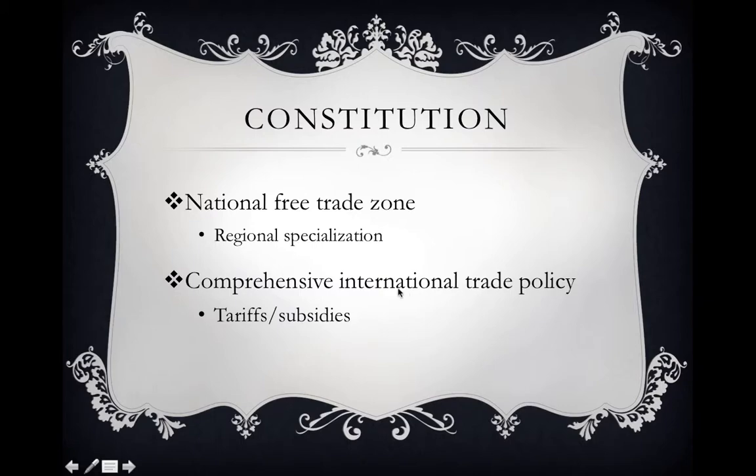And also, we have a comprehensive international trade policy. So we can give subsidies or tariffs. A tariff is a tax on imports. A subsidy is the federal government actually paying individuals to produce an item. So instead of having 13 distinct trade policies, we have one unified trade policy, so we can more efficiently negotiate with foreign countries. If the 13 separate states negotiate independent trade policies versus having a unified trade policy, the unified trade policy is going to have much more impact on foreign nations.